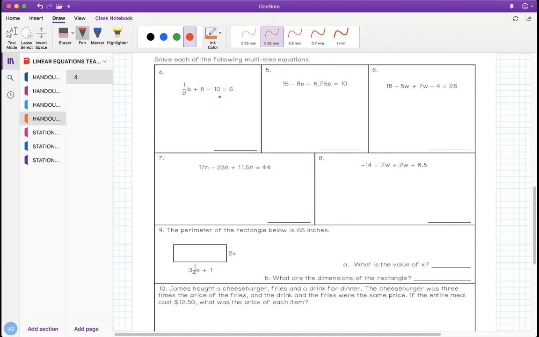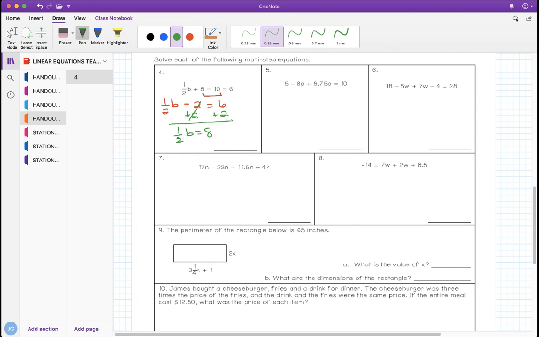Number 4, I see that I have 2 constants, so I actually need to combine those 2 first. So I'm going to drop down this 1/2 b. 8 minus 10 gives me a -2. And I'm going to bring down my 6. So now -2 is my constant, and I need to get rid of that. To get rid of that, I take the opposite of -2, which is to add 2. Those cancel. I'm going to drop down my 1/2 b. And 6 plus 2 gives me 8.